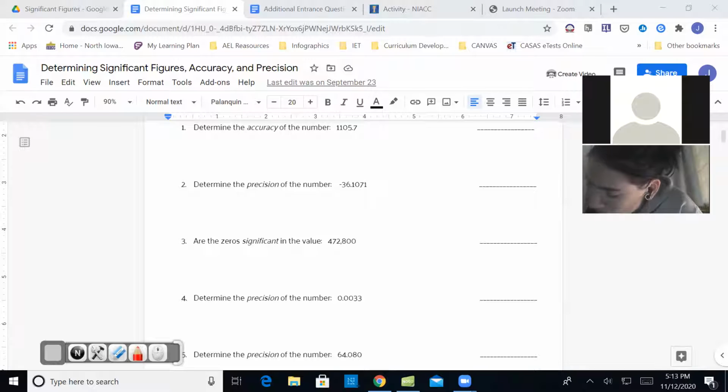Determine the accuracy of the number. So we have a 0 right here. It's between a 1 and a 5. Because it's between non-zero numbers, we count it. So 1, 1, 0, 5, 7 gives me 5 significant figures. Okay, let's do that.